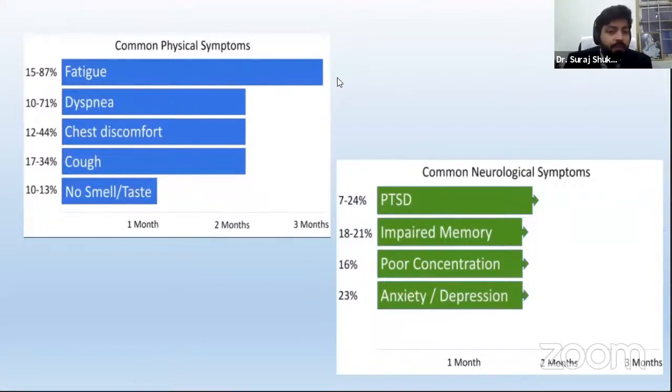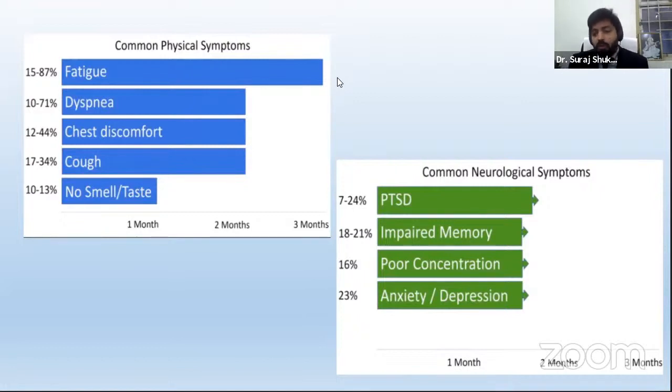And 10 to 17% had dyspnea, 12 to 44% had chest discomfort, 17 to 34% had cough, and 10 to 13% had no smell, no taste. So these were the common physical symptoms they found in long COVID cases.